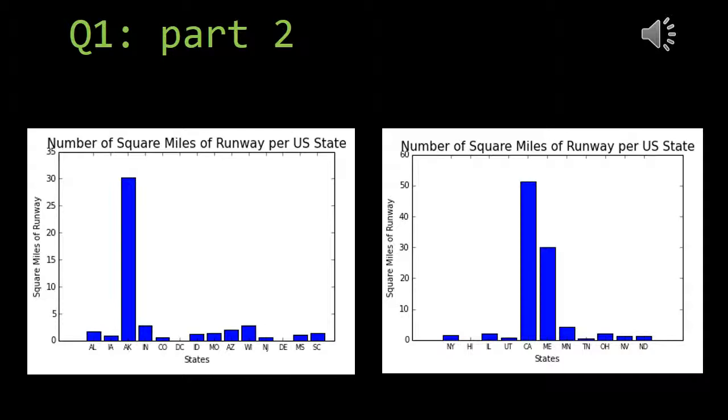In part 2 of question 1, I was still looking at the other 2 graphs, and what really surprised me in these 4 graphs of square miles of runway was I expected California to be large, and I expected Texas and maybe Florida to be large in number of square miles, but Alaska was very large, Vermont was very large, and Maine were all large in their number of square miles, which is very surprising for my data.